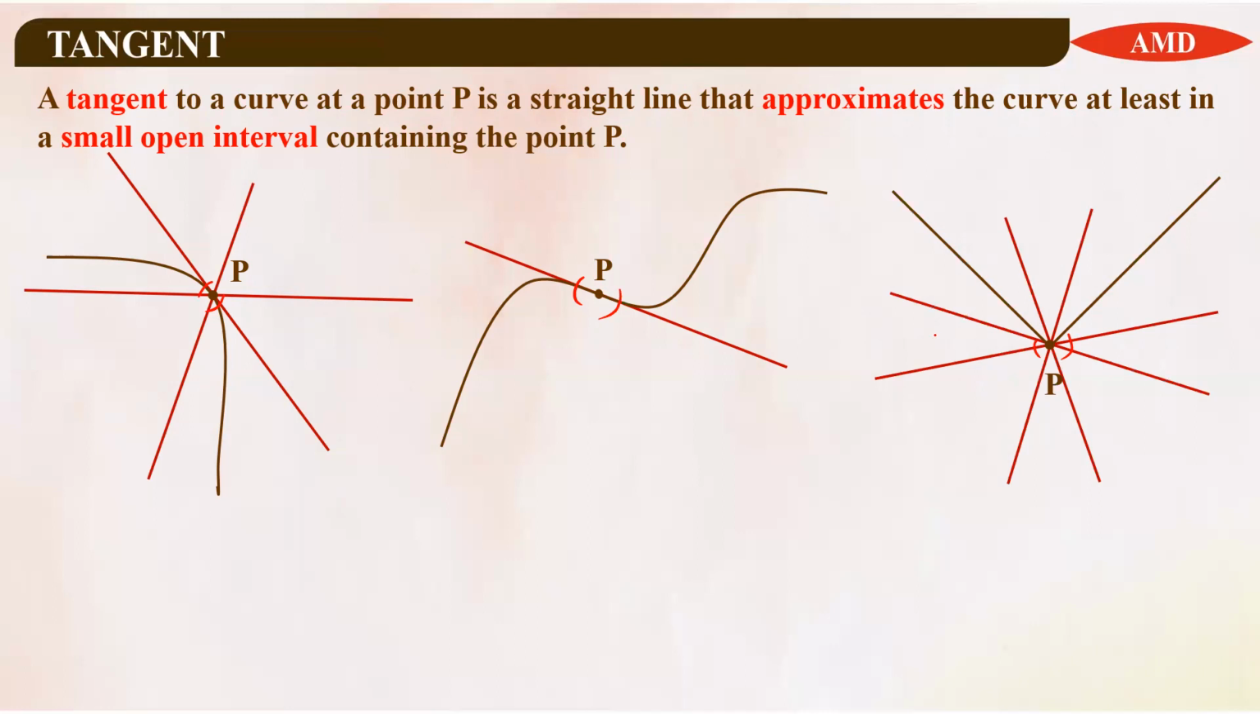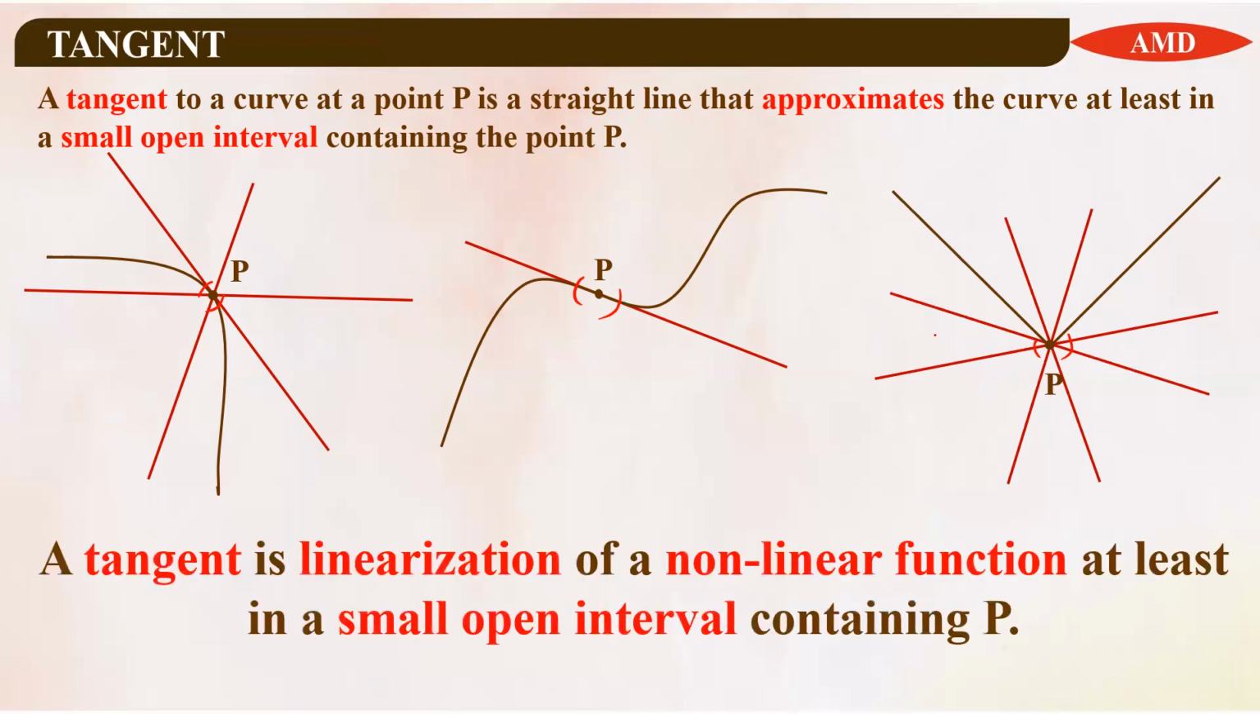So, I usually like to put the definition of tangent in this way. A tangent is actually a linearization of a nonlinear function, at least in a small open interval containing the point P. Linearization means we try to make a nonlinear curve, a bent curve, straight, at least in a small interval. So that's the meaning of this definition.